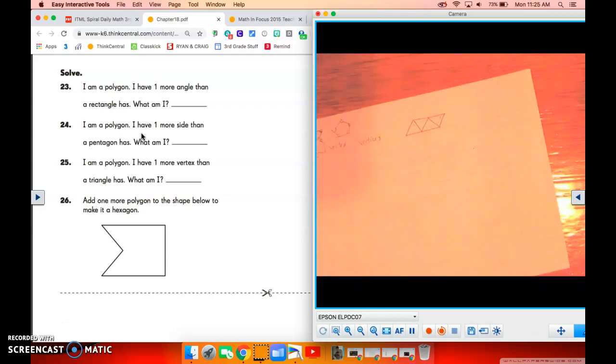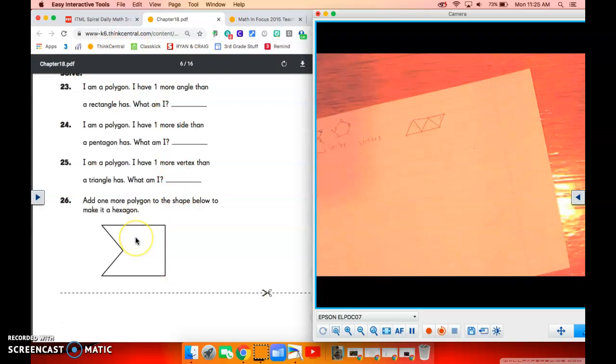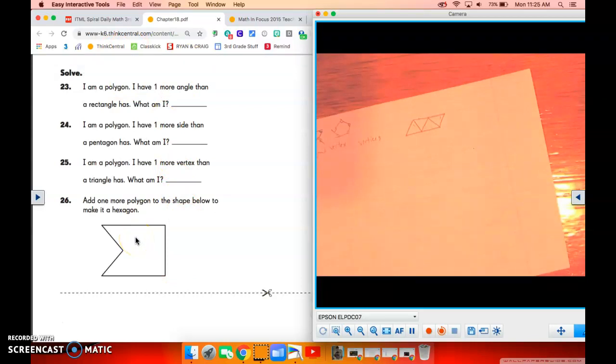You could still also use a rectangle. We didn't have a rectangle on there. That could be another one. A lot of options there. All right. Add one more polygon to the shape below to make it a hexagon.